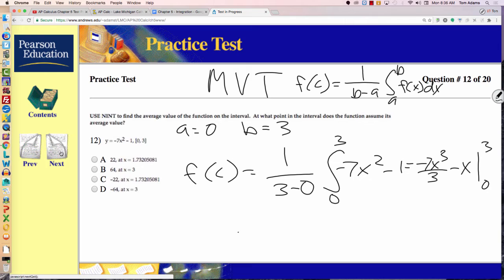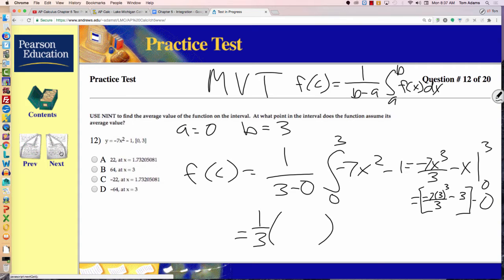So now this whole thing becomes 1/3 times, and I'm gonna figure this out. I'm gonna evaluate this whole thing at 0, so it becomes 0, right? Actually, we're subtracting 0. We got to evaluate it at 3. So I'm gonna say negative 7 times 3 cubed all over 3 minus 3, minus all this stuff evaluated at 0, which is 0. Does everybody know where I'm getting the numbers and how I'm plugging them in?